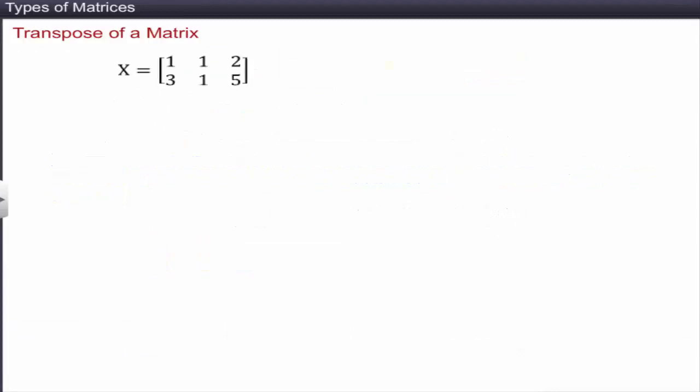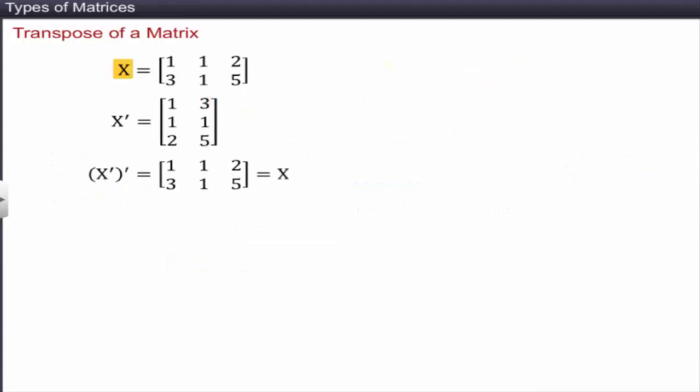We will verify this with the matrix X. Let's find the transpose of X. Next, we will take the transpose of the transpose of X. We observe that it is equal to X.